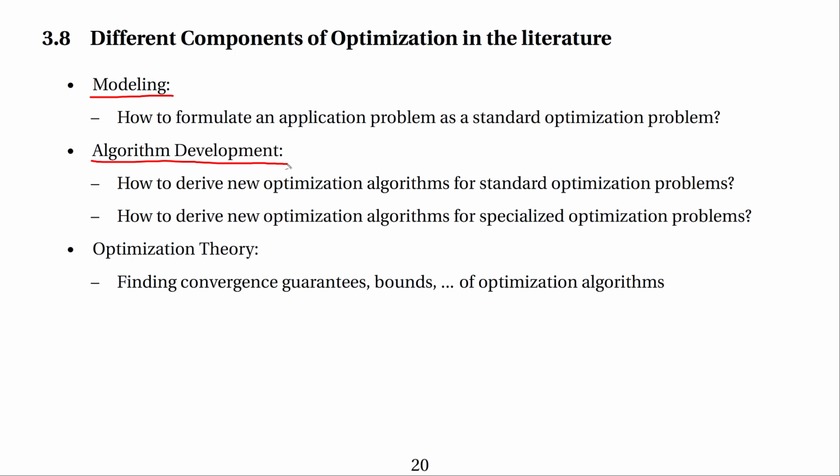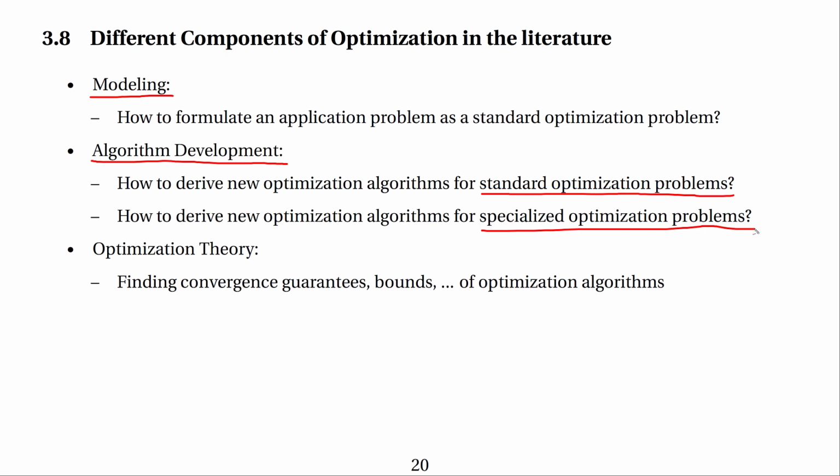Then we have algorithm development. How can we derive new optimization algorithms for standard optimization problems? Or how can we derive new optimization algorithms for specialized optimization problems? The first part, finding new solutions for standard problems, is of course a lot harder, and it can benefit a lot of people, so therefore it is also quite important. However, that's typically not done in the context of visual computing. New optimization algorithms for specialized optimization problems, such as specialized problems occurring in visual computing, is something that multiple people work on.